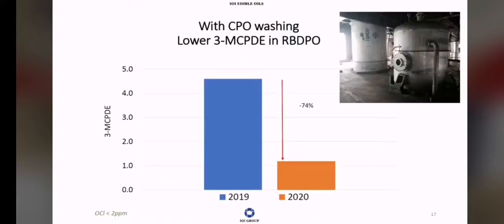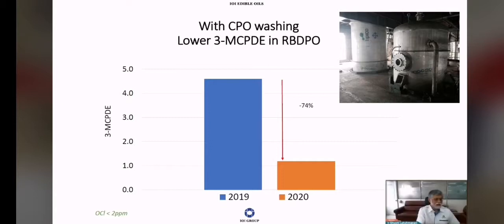Next, please. There's another slide again showing what our 3-MCPDE levels were before we did washing and what we achieved after washing. And what is shown at the top there are some of the additional equipment. You have a degumming vessel as well as a vacuum drying vessel for the process. It's not just the washing. There's quite a lot of equipment that comes together with it. Next slide, please.